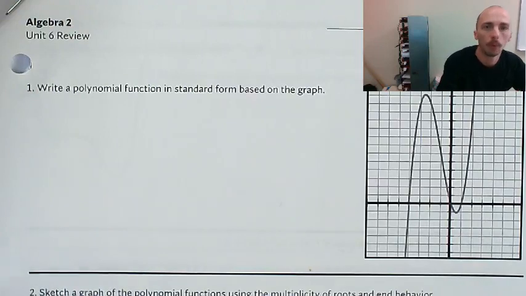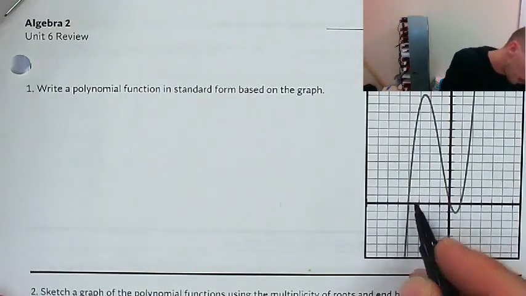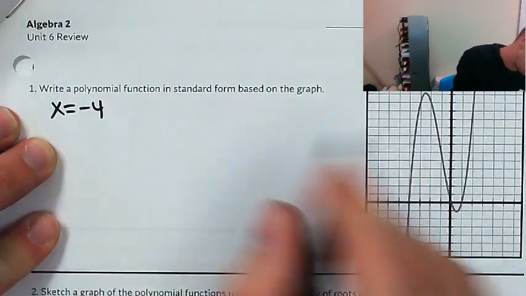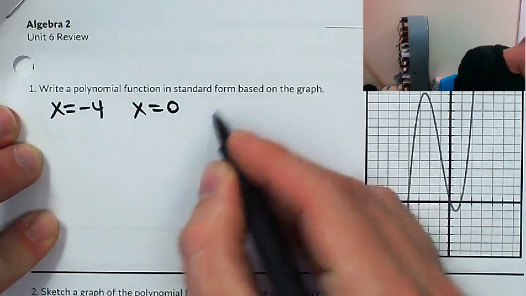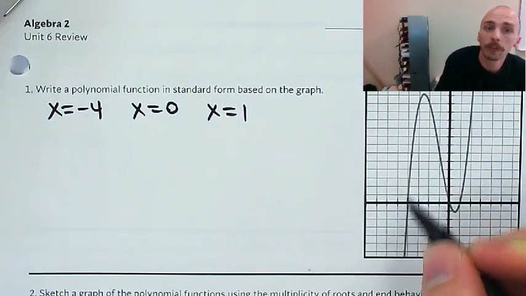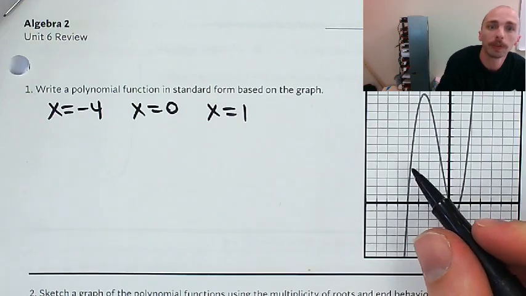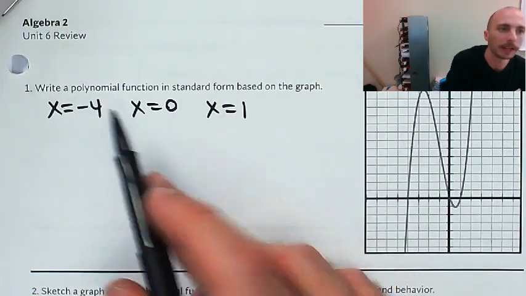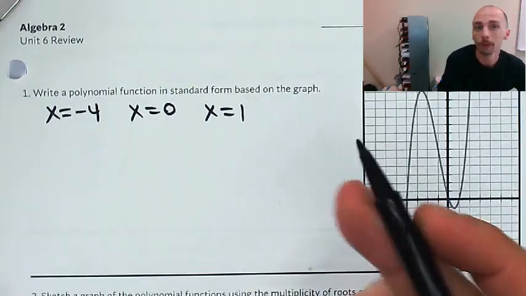Okay, so I've got intercepts at x equals negative 4, x equals 0, and x equals 1. And all of these are single roots, I know, because the graph is passing through the x-intercept confidently. So they're all single roots, so I'm not going to have to say x minus negative 4 squared or to the third power or anything like that.